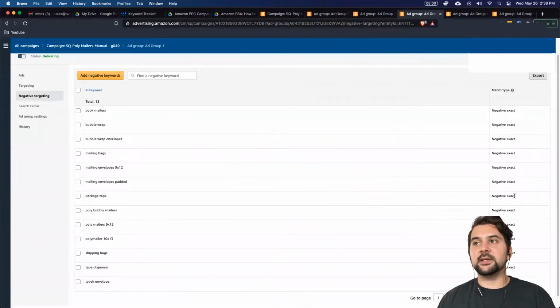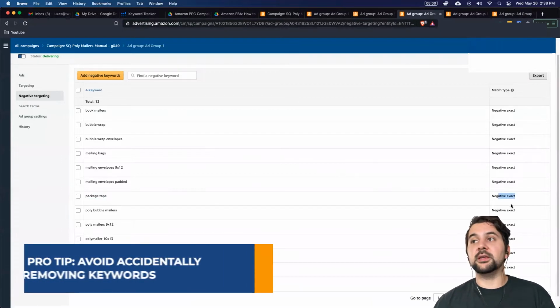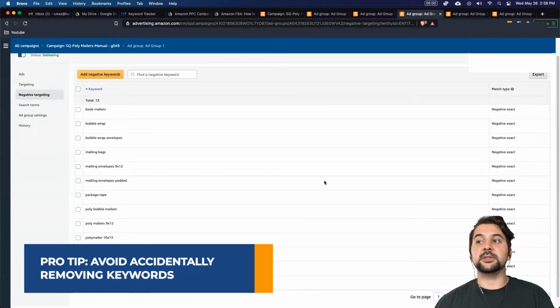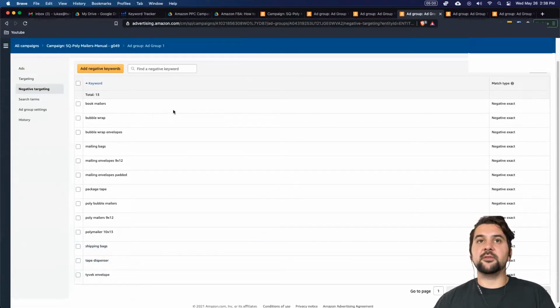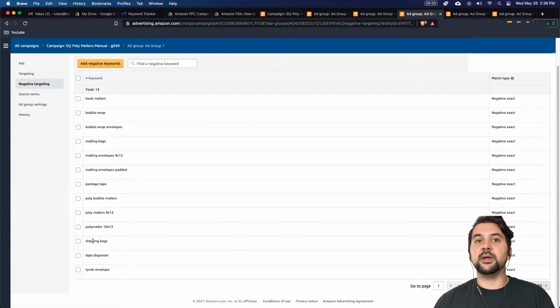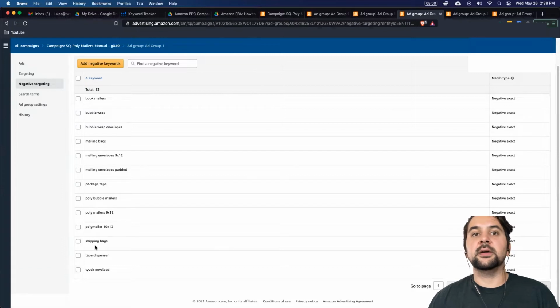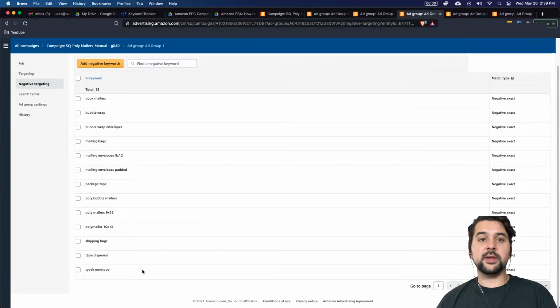But let's say on accident, we only type the word package and we set that to negative phrase. Now package envelopes would be eliminated. You can easily eliminate a lot of keywords by accidentally including these negative phrase match keywords. Fortunately, this only has negative exacts, so we're in the clear. But if any of these, like poly mailers 9x12, 10x13, that's not us. But Tyvek envelope, if that alone we don't want to bid on, but Tyvek envelope eco-friendly, that is a keyword that we like and we want to bid on.